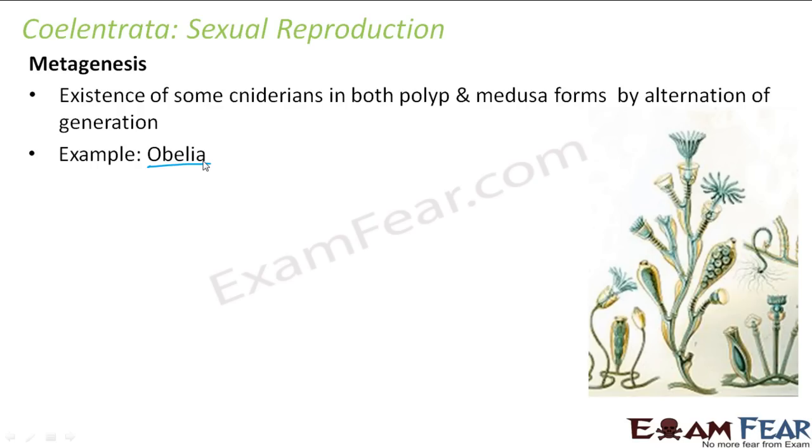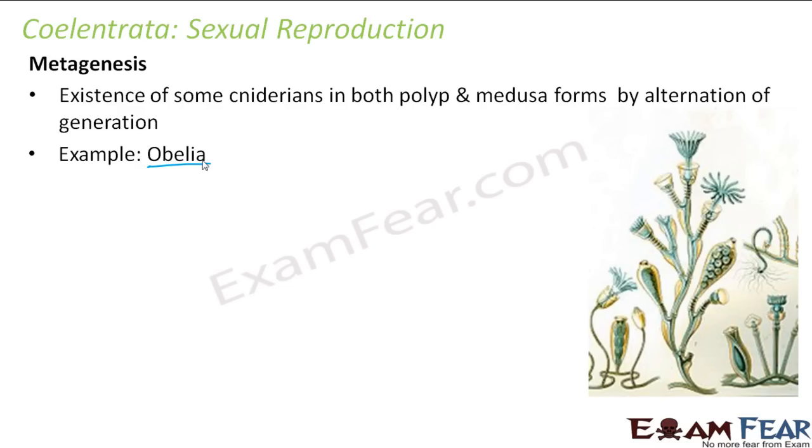So we will look at the life cycle of a coelentrate here. Now talking about sexual reproduction, it happens by fusion of gametes. Now, just now as I mentioned, in some coelentrates there is alternation of generation. Now if only polyp or medusa forms exist, then that is simple. It will be like gametes will be produced and it will happen by fusion of gametes.